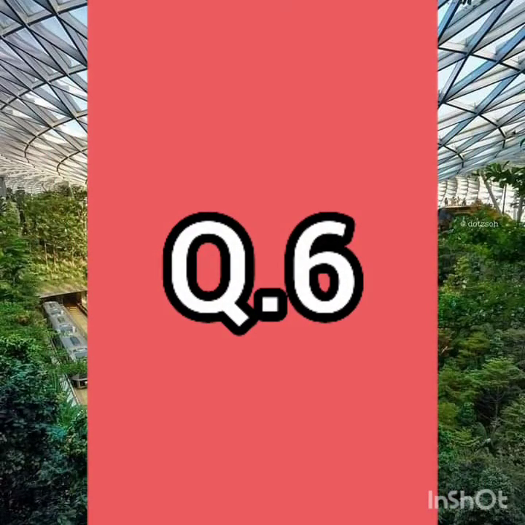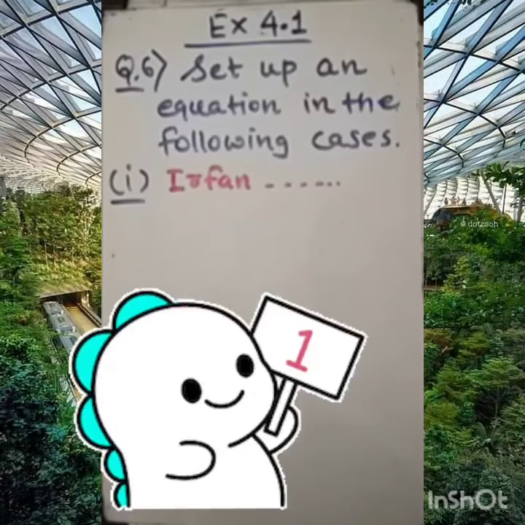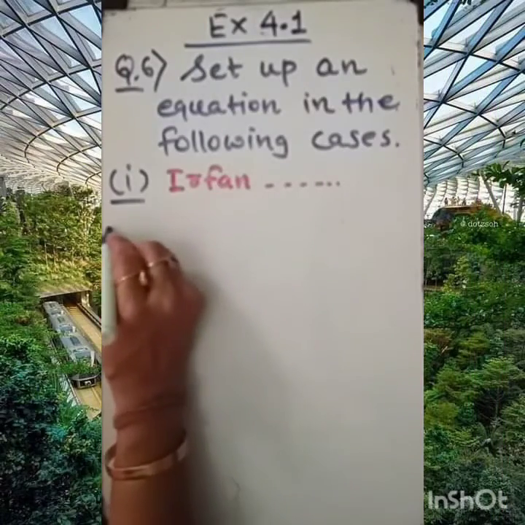So my dear student, here question number 6 of exercise 4.1 is here. Set up an equation in the following cases. Here in the question 4 cases are given. Which are they? Irfan says that he has 7 marbles more than 5 times the marbles Parmit has. Irfan has 37 marbles. Beside this, in a bracket, we are given: take m to be the number of Parmit's marbles. Very easy. So first of all, the hint is also given. We are starting our solution with that only.